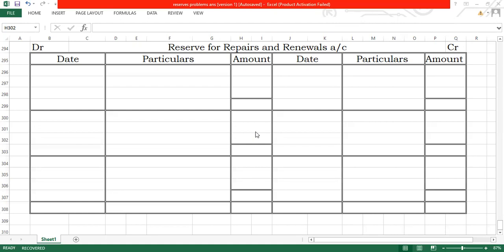You are required to prepare the reserve for repairs and renewal account. So, date it as 31st 12 2010. So 10, 11, 12. You can make it to 10 mixture. Okay, 2 and 10.